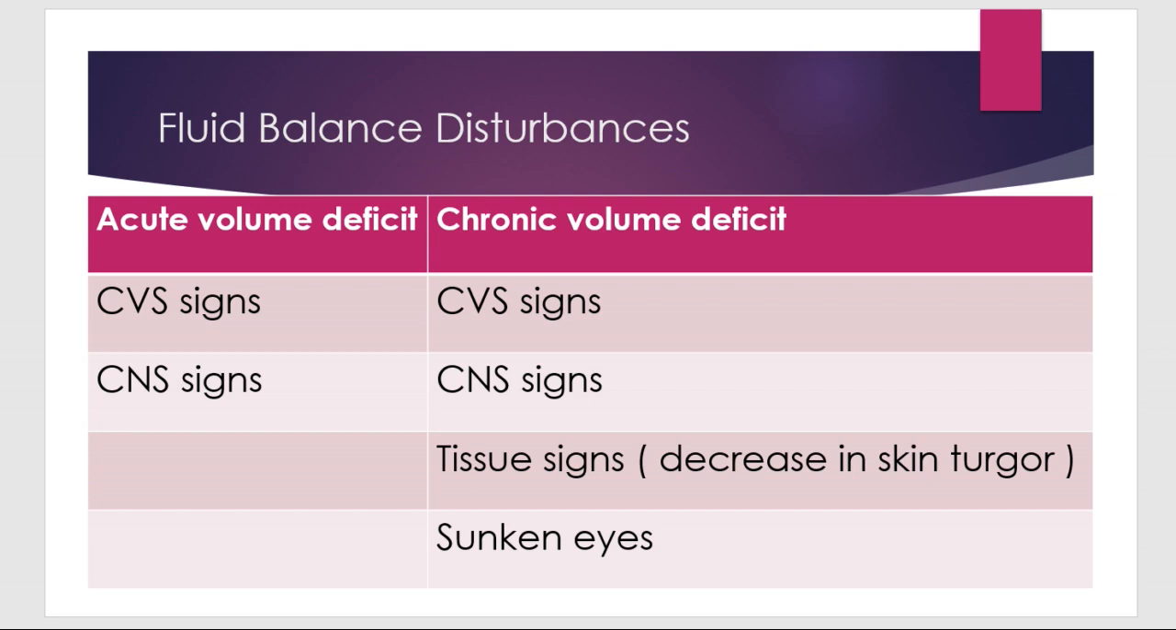The common thing in both types, the acute as well as chronic volume deficit, is that both patients present with cardiovascular system signs, you already know that, and CNS signs, central nervous system signs. But the basic difference between acute and chronic volume deficit is the presence of tissue signs like decreased skin turgor along with sunken eyes. These two signs are present in chronic deficit cases. In chronic volume deficit cases, the tissue signs as well as sunken eyes are present along with CVS and CNS signs. Very basic difference.